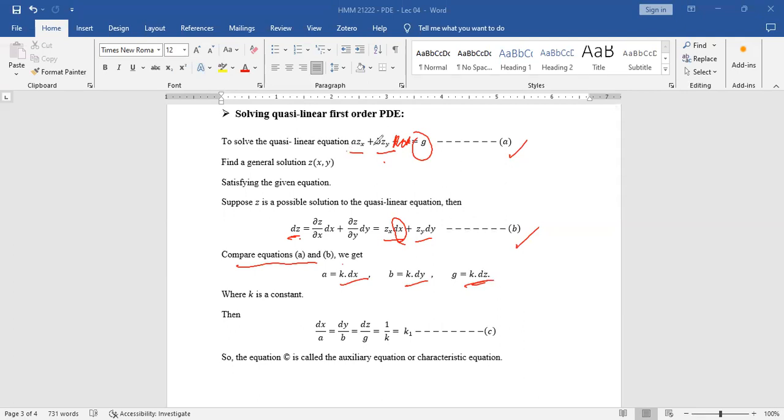Because we are taking A and B as functions of x, y and z also, we can't just write that; maybe some constant is included. So that's why we write it in this way, where k is an arbitrary constant, or any constant.